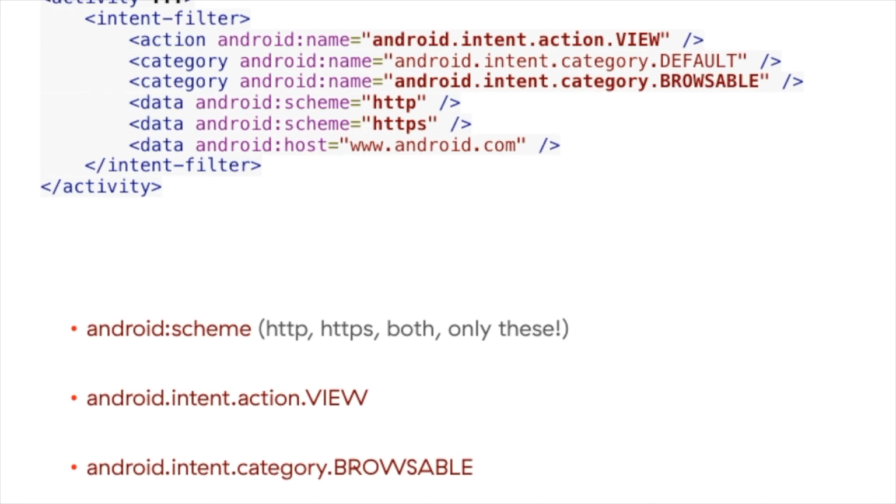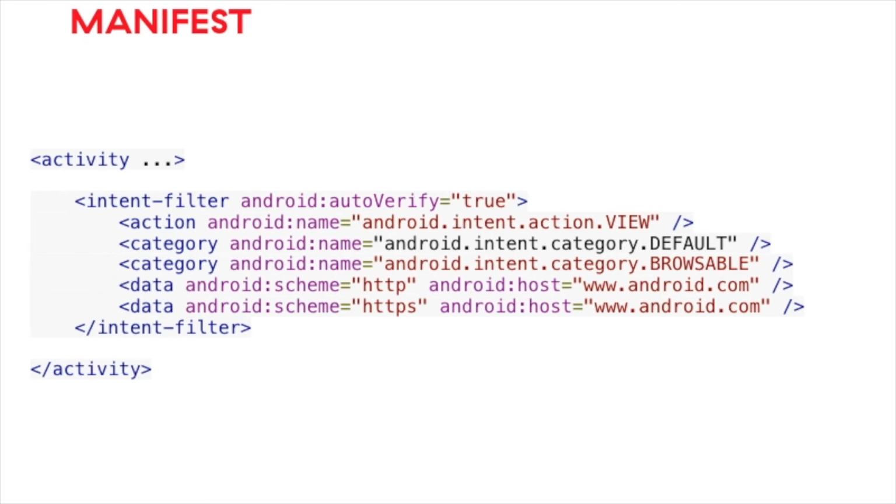So how do we do this? It's fairly simple. You've already seen this. You will need to define some kind of activity that will respond to the action you've clicked on. It needs to have a few things. The scheme, you can use HTTP, HTTPS, both, but only these. If you say that the scheme is market, it will not be fired when you try to verify the data. Another thing is that it needs to have the action view and category browsable, which means it will respond to the link. So, after this criteria has been met, here comes the tag.